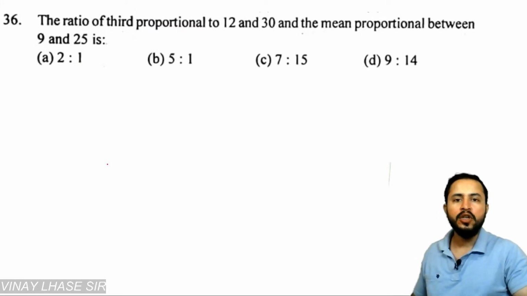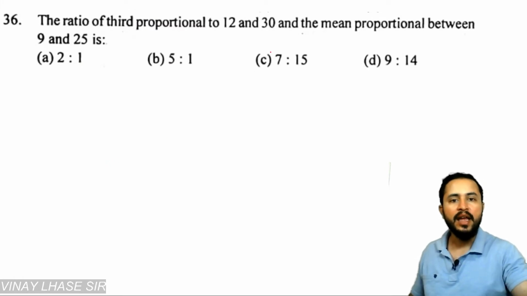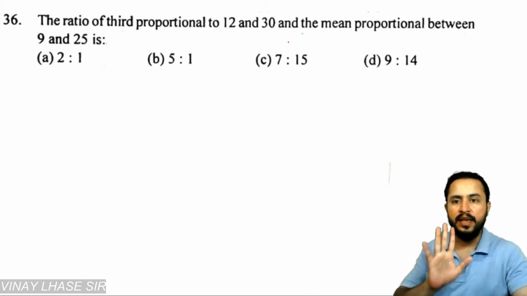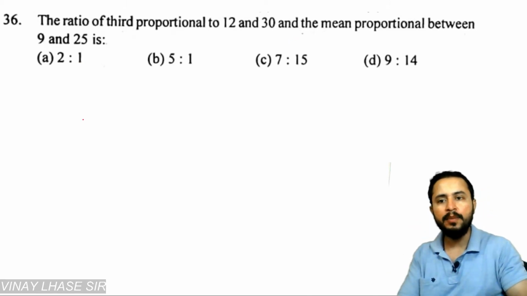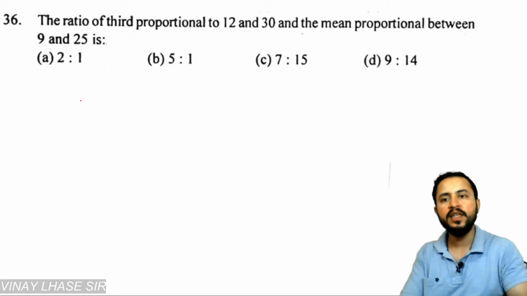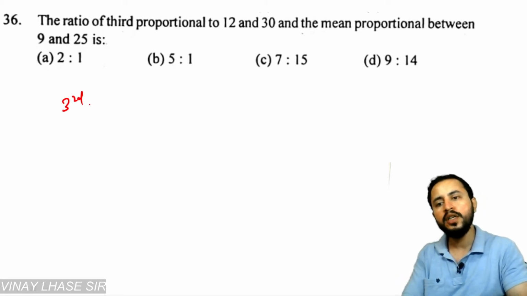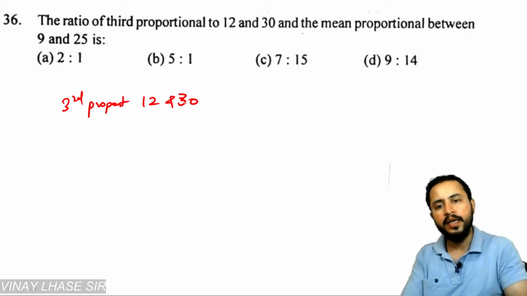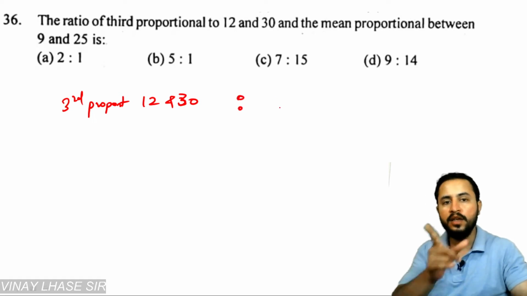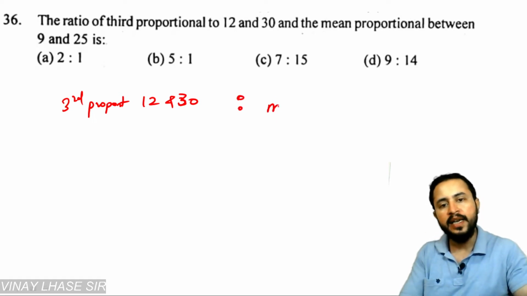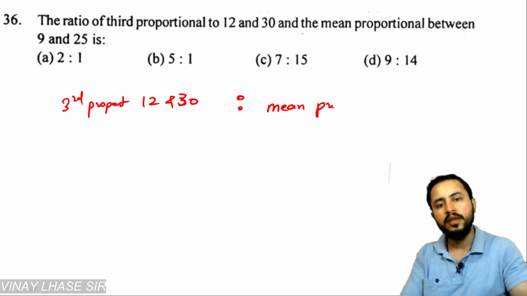Ratio of third proportional of 12 and 30 and mean proportional between 9 and 25. Do cheezon ke beech ka aapko ratio batana hai. Kis kis ka ratio batana hai? Ratio of third proportional to 12 and 30. Iska ek ratio batana hai with mean proportion of 9 and 25. Mean proportion, I'll write in short, okay? Proportion of 9 and 25.